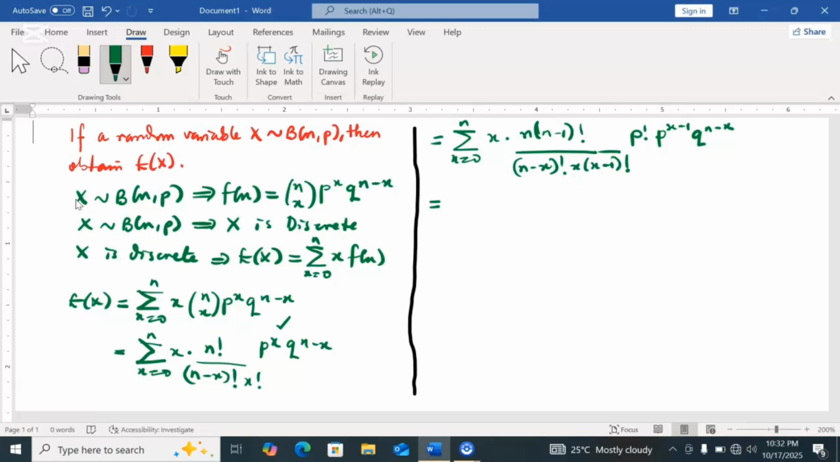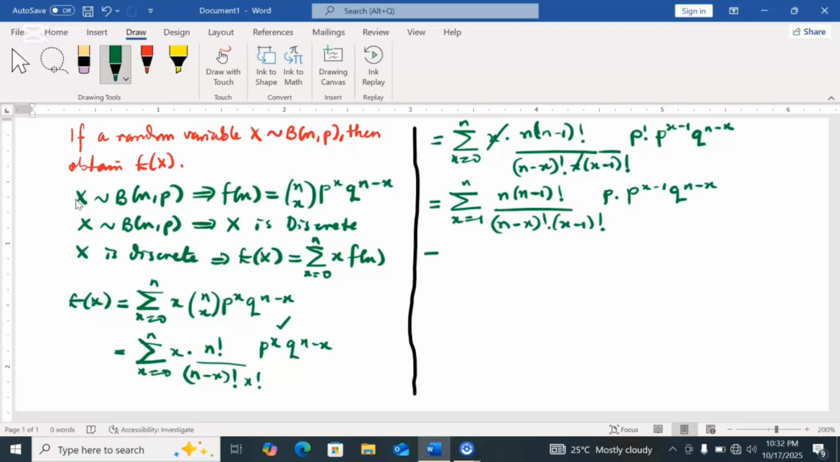Now this will give us summation no longer from x equals 0, because we are going to cancel x out. So this will be from x equals 1 to n. So I'm going to cancel x, okay, and I'll be left with n minus 1 factorial all over n minus x factorial x minus 1 factorial. p raised to power 1 is p, so I'm going to just put p times p raised to power x minus 1 q raised to power n minus x.